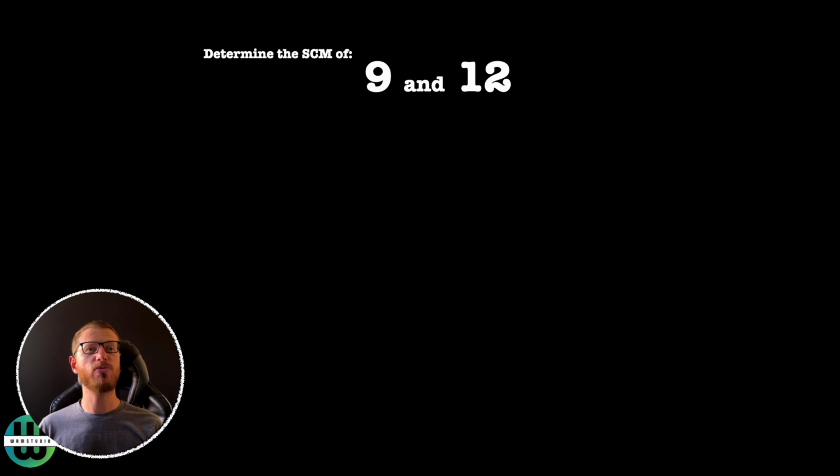Let's determine the SCM, or the smallest common multiple, of 9 and 12. I'm going to work on a number line.